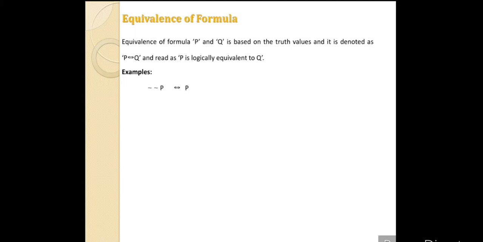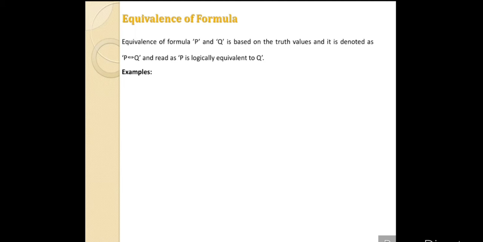If the double implies, that is the biconditional statement, is a tautology, is true, then it is called the logical equivalence. We will see how. If P double implies Q is true, then when may it be true? If P and Q are both identical, if both are true, then P double implies Q will be true, or if both are false, then P double implies Q will be true. If both are identical, then it is true. That's why if P double implies Q is true, then we call that P is logically equivalent to Q. That is the equivalence of the formula.